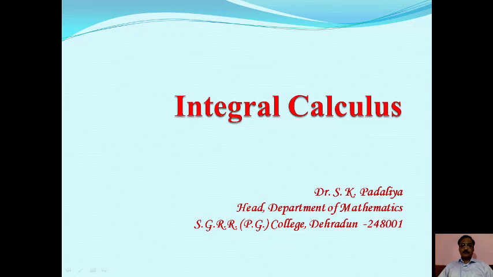Hello students, this is integral calculus again, the second lecture on rectification and revolution of curves. We will discuss these two topics one by one, important topics for fourth semester students.